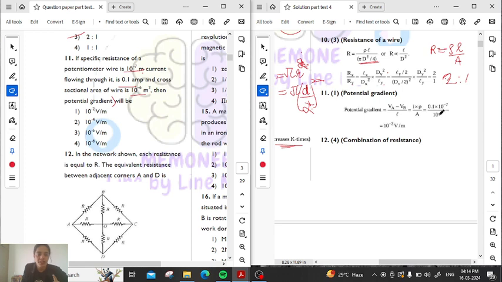यहाँ पे हम values put करेंगे, which is all given. I is given, 0.1. Rho is also given, 10 to the power minus 7. You can see rho is also given, specific resistance, and area is also given, 10 to the power minus 6. That means आपको radius नहीं दिया, कि आपको एरिया निकालना पड़े. एरिया इज डायरेक्टली गिवन, so it's very simple. आपको सिंपली पुट करना है.